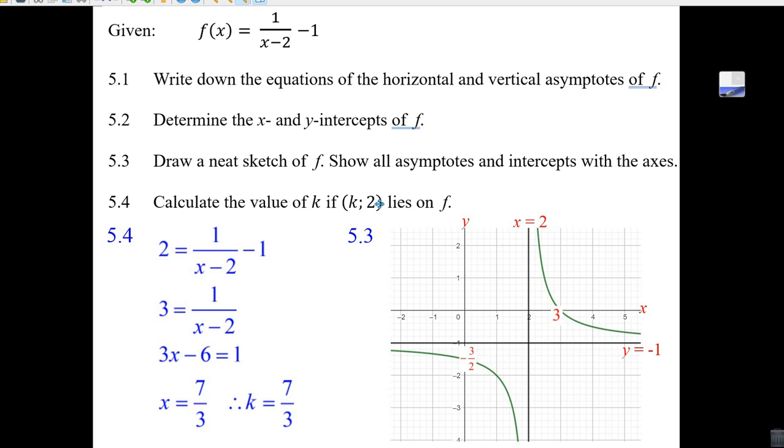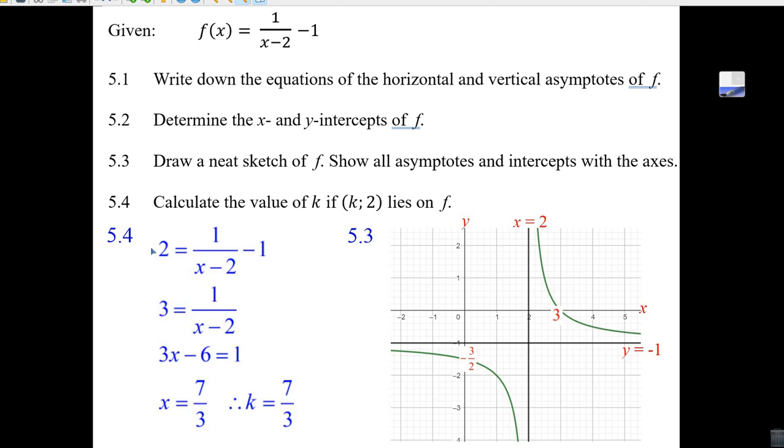Okay, so let's try 5.4. Calculate the value of k if (k, 2) lies on f. So what you do, that's y. So instead of f of x, y is 2. You put a 2 there. And you're trying to find out what the x value is. So let's just solve for x.